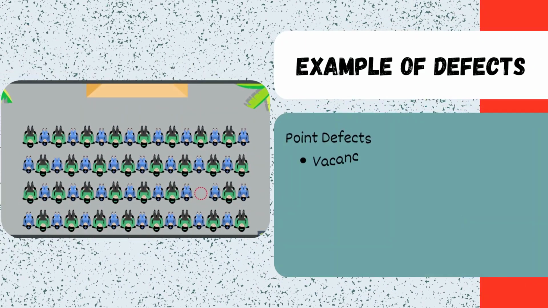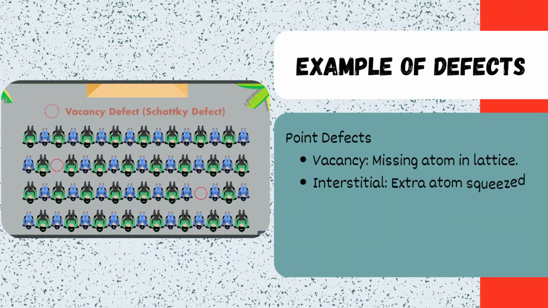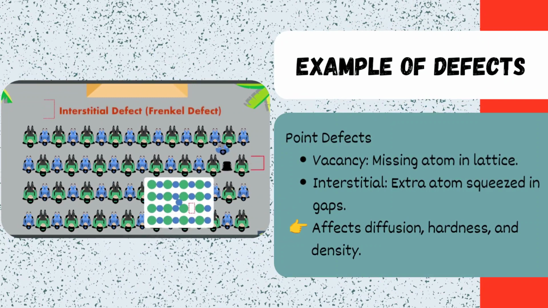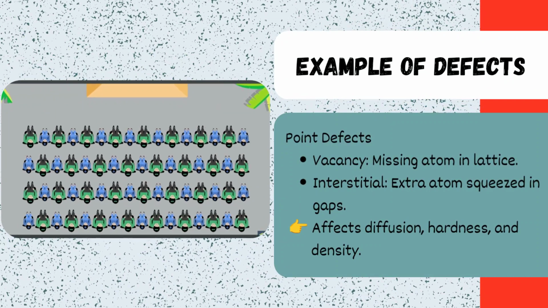Let's talk more about point defects, especially vacancies and interstitials. A vacancy is basically when an atom is missing from its usual spot. This can happen when a material is heated up. The atoms move around more, and sometimes one just pops out of its place.